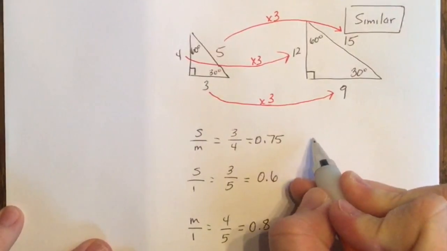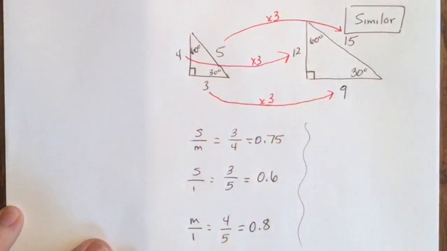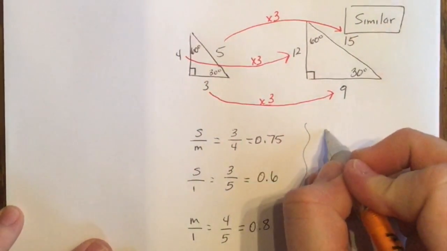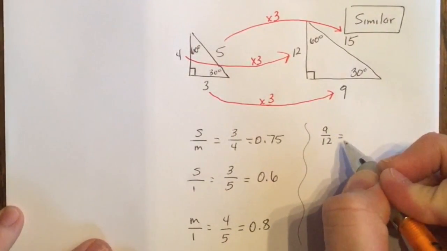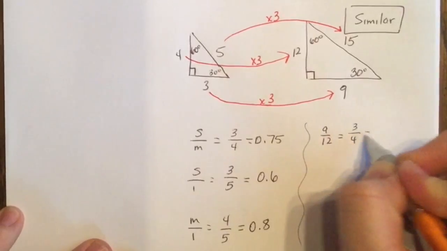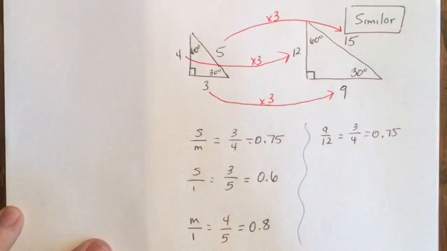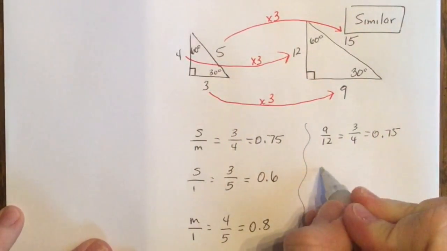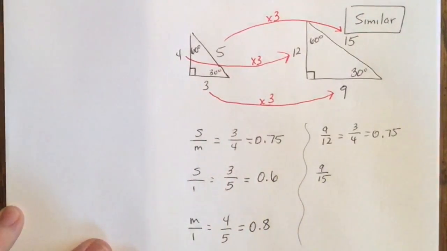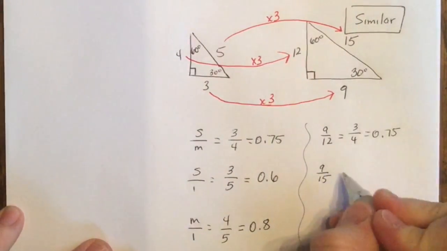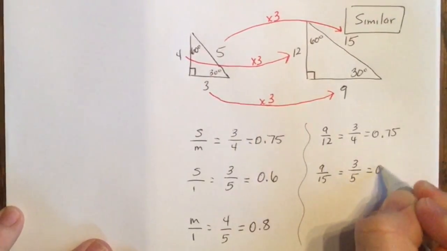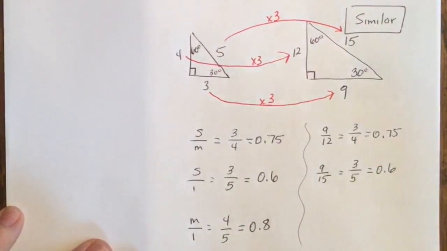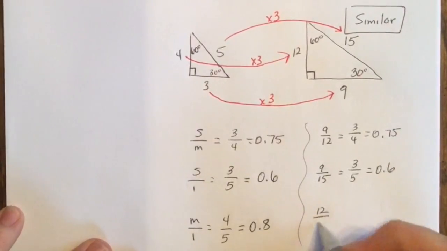Let's do the same thing for the larger triangle. My short to middle is 9/12, which I know simplifies if I divide both by 3. 3/4, which is 0.75. My short to long is 9 to 15. Again, I can divide both of them by a common factor of 3. 9 divided by 3 is 3. 15 divided by 3 is 5. 3/5 is 0.6.